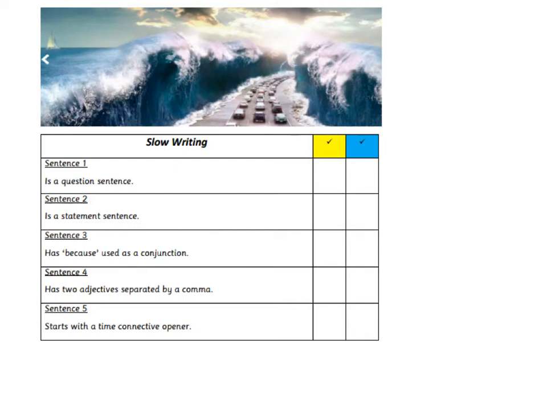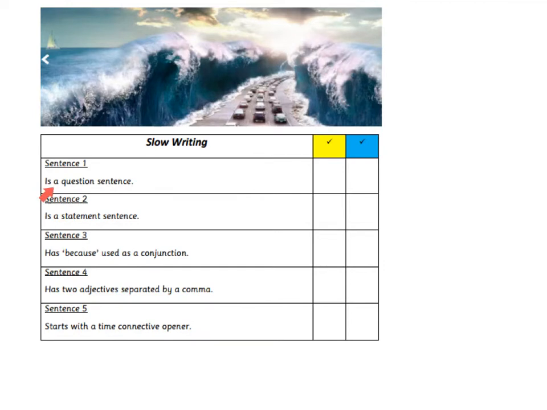What the children have to do for this slow writing homework is write about this picture here. Usually what the children would do when they write about something is just write the first thing that comes into their head. But with slow writing, what we're asking them to do is slow down a little bit and consider the type of sentence that they're using. As you can see, there are 5 different sentences to do.